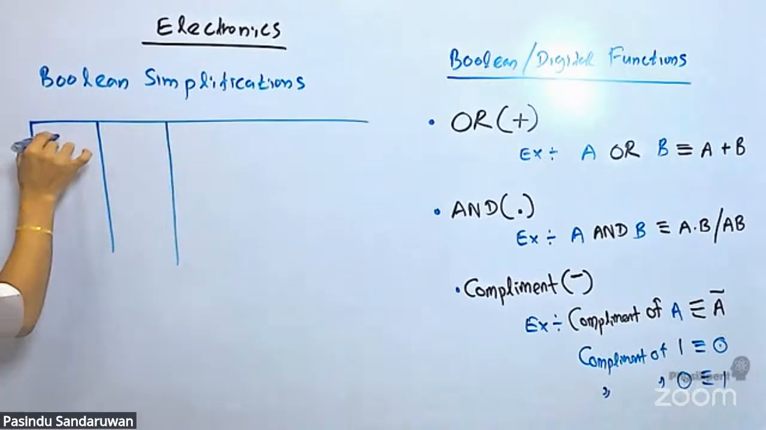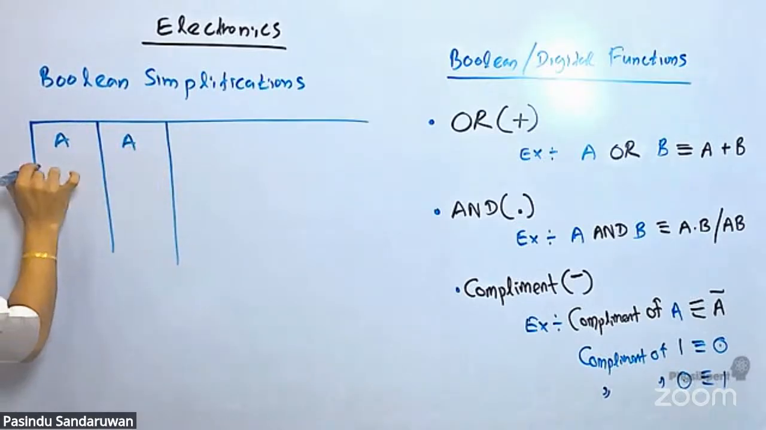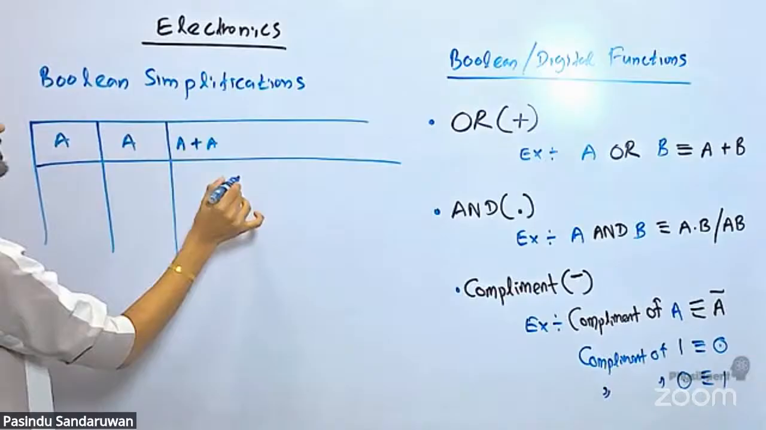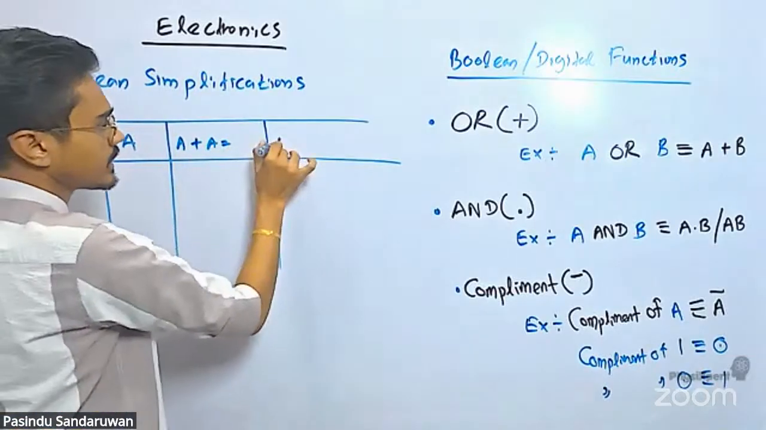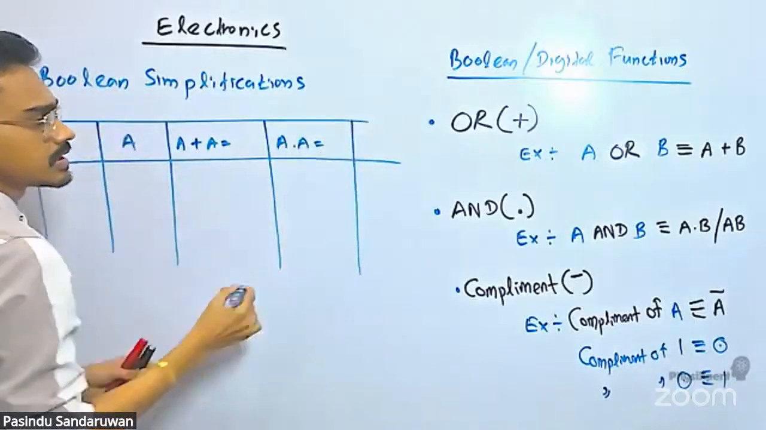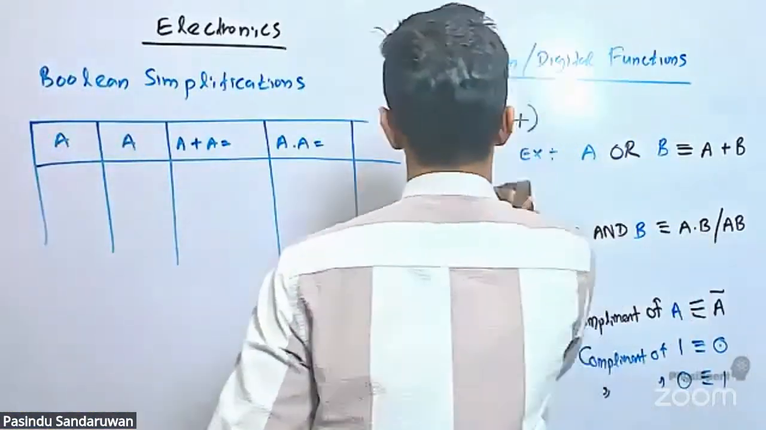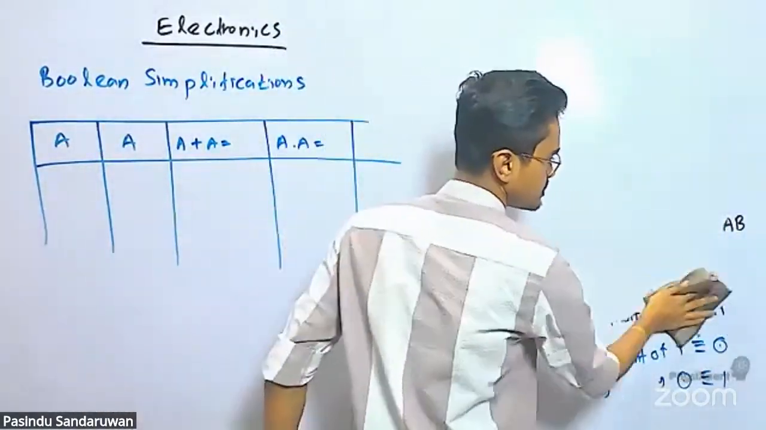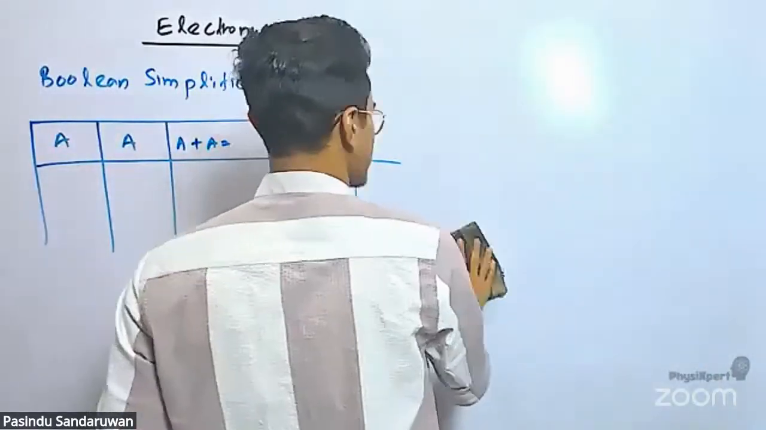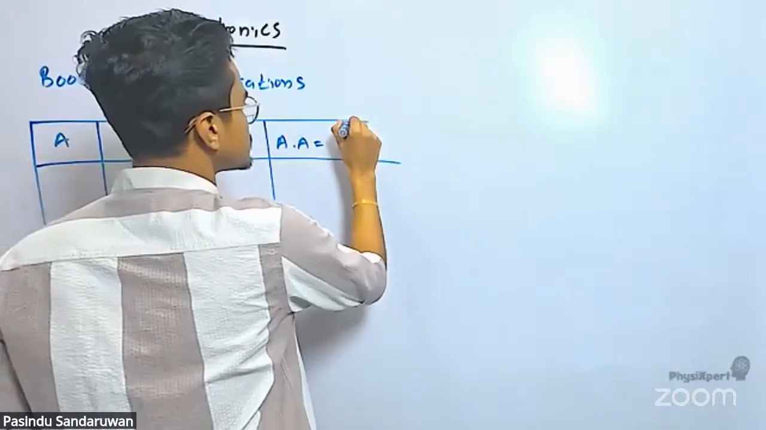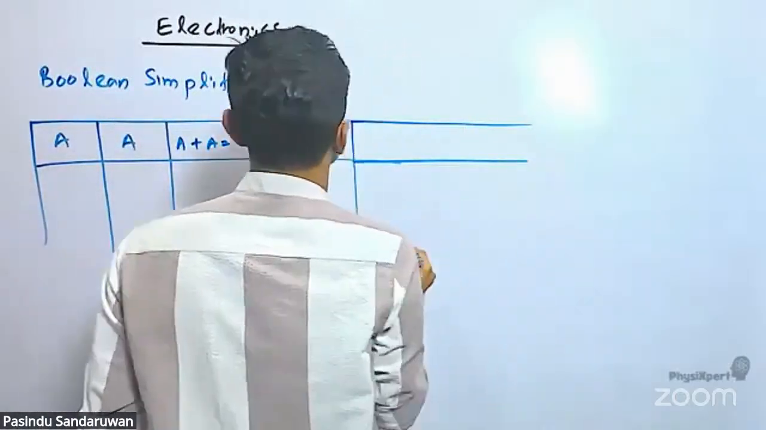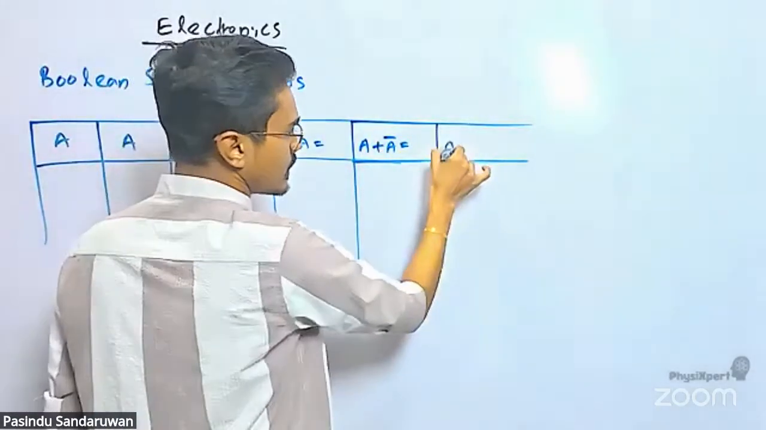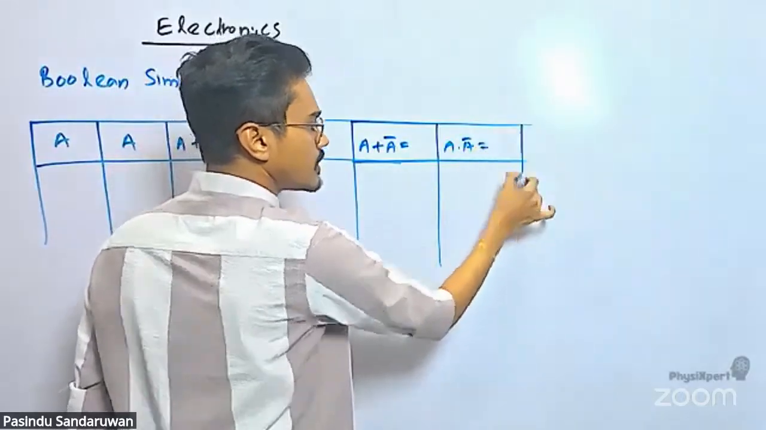Say we have a Boolean variable here as A. Right. This is the same variable. And here we'll be writing A plus A. Right. And here you will be writing A dot A. And here, listen. A plus A bar, right? And A dot A bar, right?